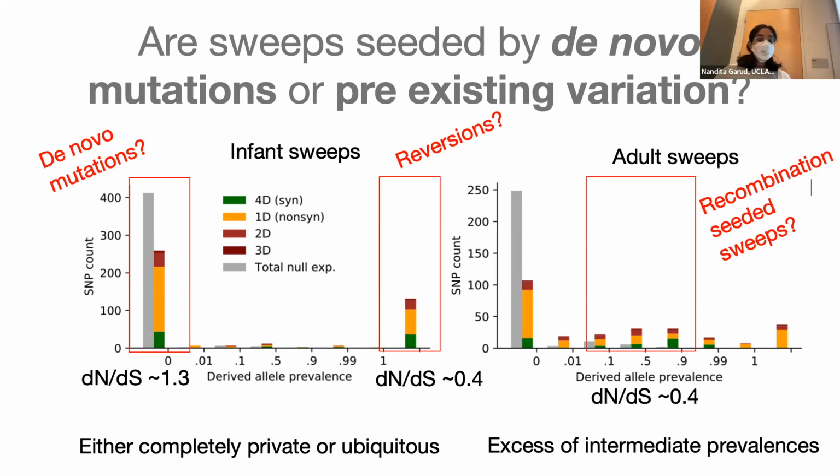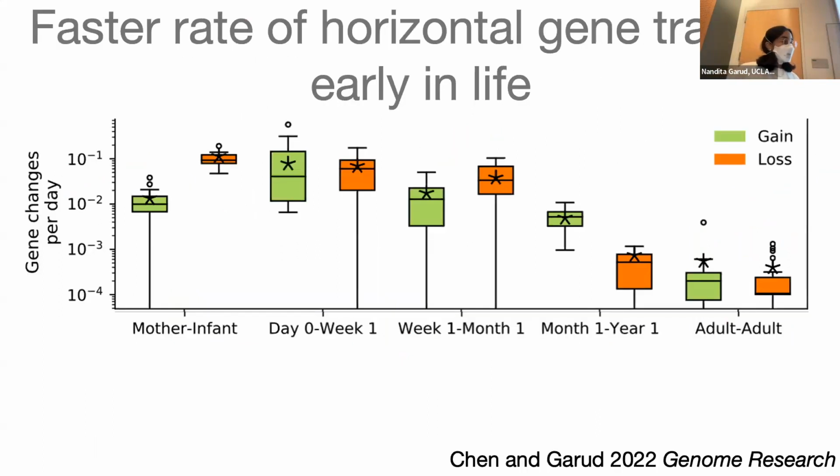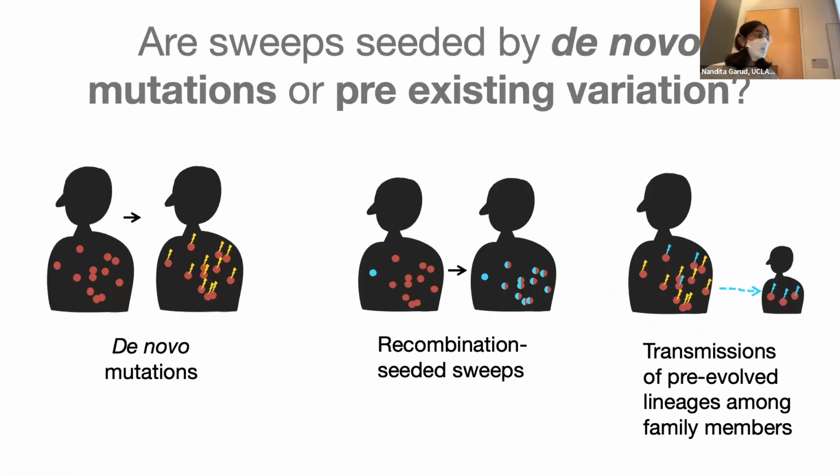And so what we think is happening is that they're actually recombination-seeded sweeps. They've been hanging around, experiencing purifying selection, and then sweeping. And indeed, when we look at the infant microbiome, we actually see a tremendous amount of recombination facilitating horizontal gene transfer. We see gene gains, we see gene losses, and this is all happening as the microbiome matures. And so we think that there's actually a whole range of evolutionary dynamics happening in the infant gut microbiome that can explain what's going on. And it's not just infants, it's also adults.